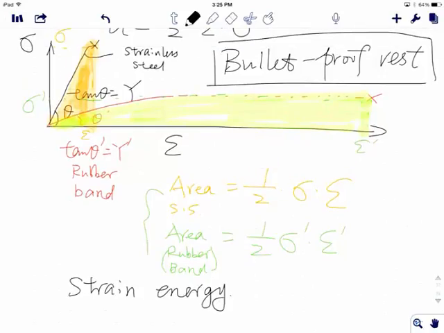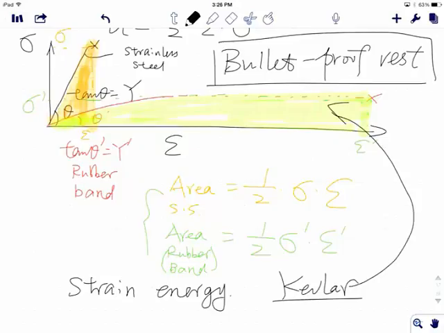Therefore, the reason why I brought up a bulletproof vest is because most of the time the bulletproof vest is made out of a material called Kevlar. Kevlar is similar to this green area. Although it's a plastic, a polymer material, it has really high ultimate strain. Therefore, it takes more energy to break it.